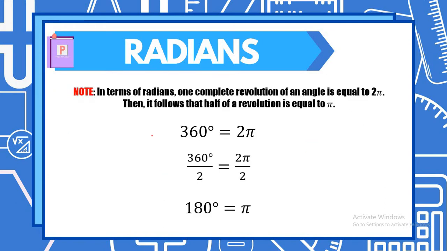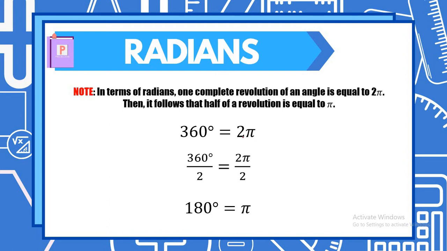of radians. To be able to understand radians better, let's try to relate it to degrees, which you are more familiar with. Take note that this is a fact that in terms of radians, 1 complete revolution of an angle is equal to 2 pi. Then it follows that half of a revolution is equal to pi. So basically, 360 degrees is equivalent to 2 pi in terms of radians.